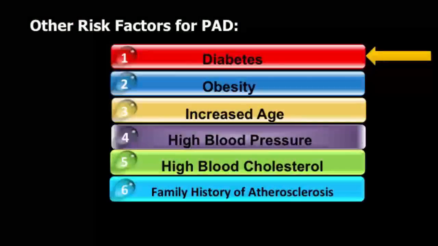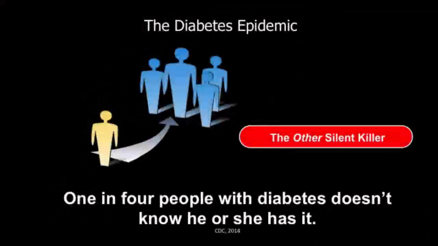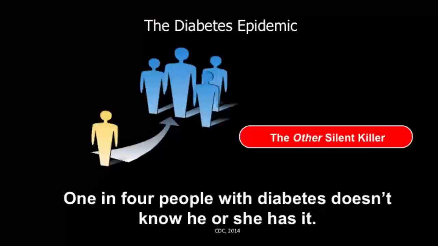Other risk factor, diabetes. Actually, anymore when we think of a diabetic, we also want to think of potentially coronary arterial disease and or peripheral arterial disease. Obesity is a close second, as well as increased age, high blood pressure, high blood cholesterol, and a family history of arterial sclerosis. We are now living in a diabetic epidemic in the United States and around the world.